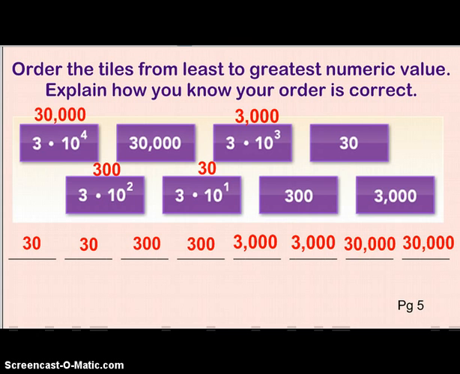If you took the numbers that were in scientific notation and put them into standard form, you would find that 2 of these boxes obviously are 30, 2 are 300, 2 are 3,000, and 2 are 30,000. If you change them into scientific notation, you found that you had 2 at 3 times 10 to the first, 2 at 3 times 10 to the second, 2 at 3 times 10 to the third, and 2 at 3 times 10 to the fourth.